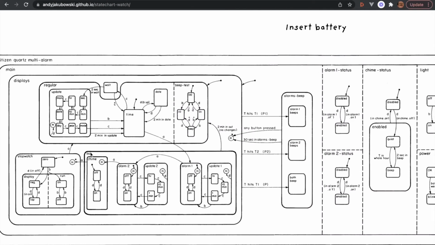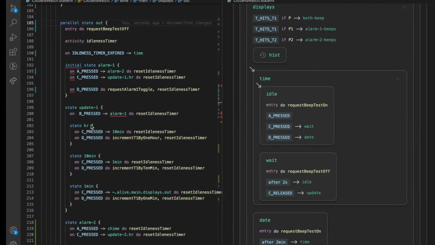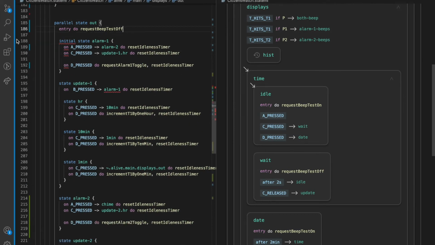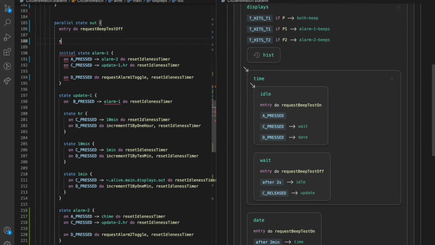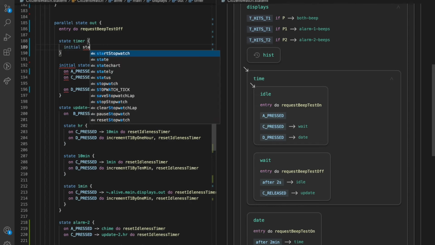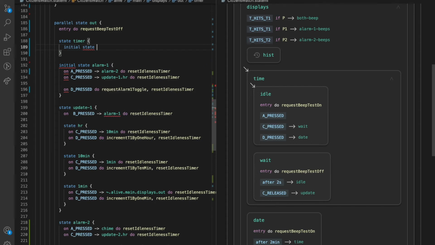Do you think it should be in chime? I mean, a region in out, right? Yeah, so it could be in out. And then we'd have some state. Oh gosh, I don't even know what to name it. So we'd have some kind of timer state, and that would have an initial state. There's like this reset that happens.